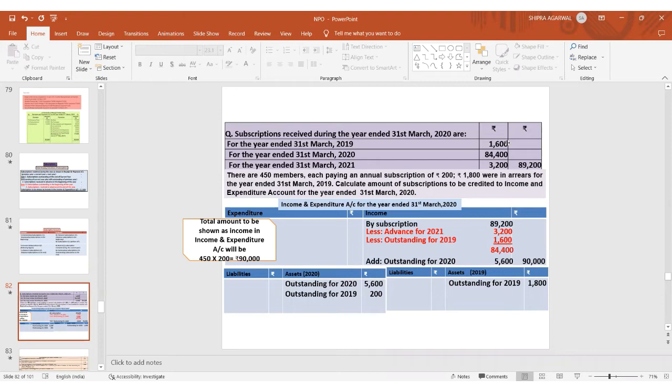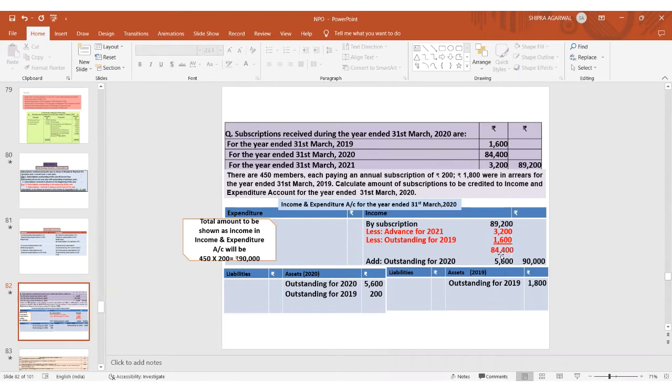Then secondly, for the year ended 31st March 2020 is 84,400. This belongs to the current year. So this is certainly my current year figure. Then for the year ended 31st March 2021 is this much. That means this is the figure for the next year. No doubt you have received all these three figures in the current year, but out of these three figures, only the center figure relates to the current year. So you can directly take that figure.